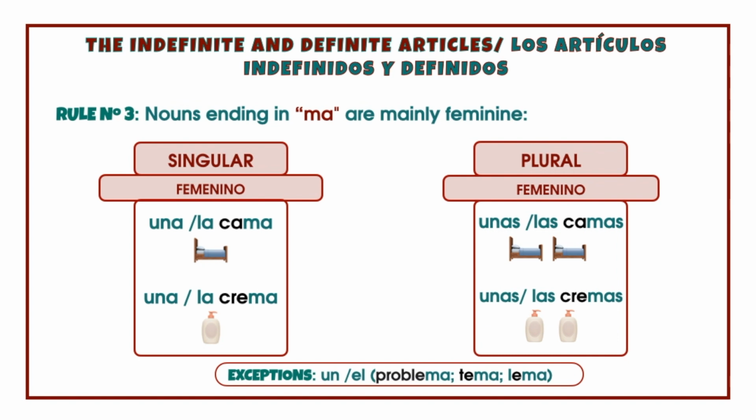Rule number 3. Nouns ending in ma are mainly feminine, such as una cama or la cama, una crema or la crema. Exceptions are words or nouns ending in ema, like problema, tema, or lema. You would say el problema, el tema, el lema.